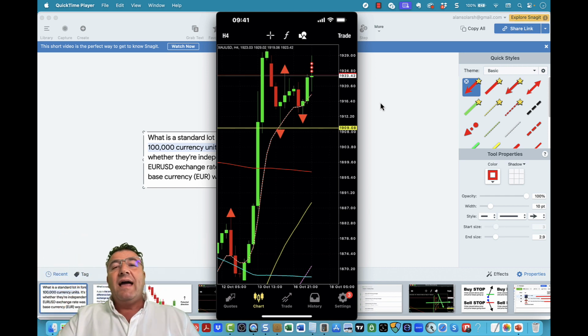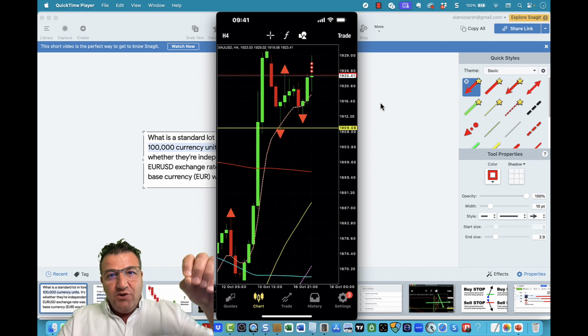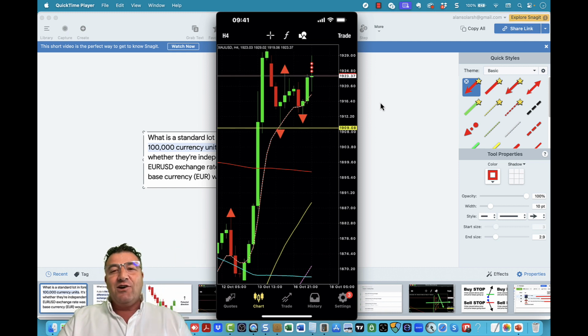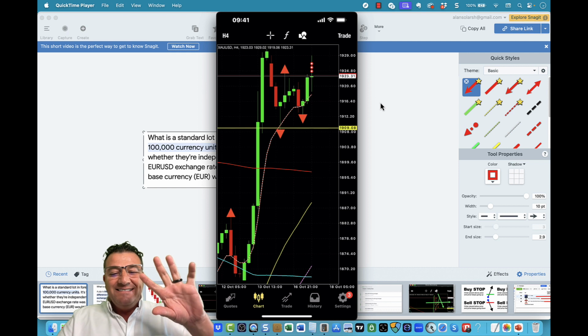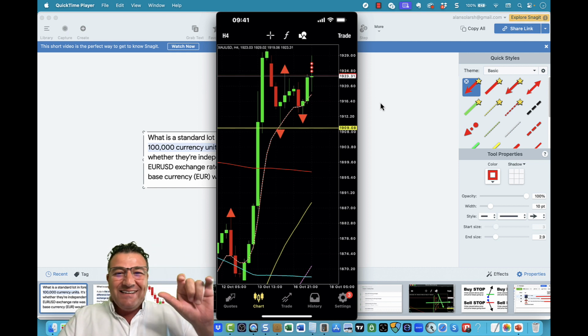A cent account is very different to a standard account. It is 1/1000th of the value of a standard account. Alrighty, so our account works in cents, not in dollars. A little bit different, a little bit more difficult to understand.